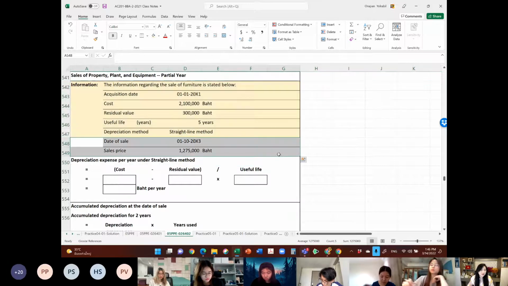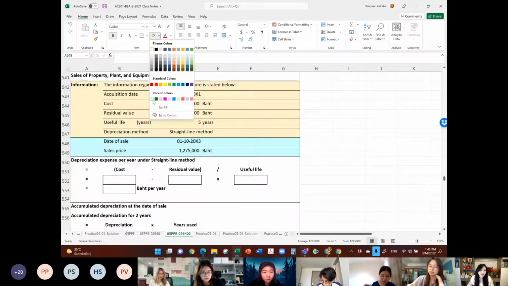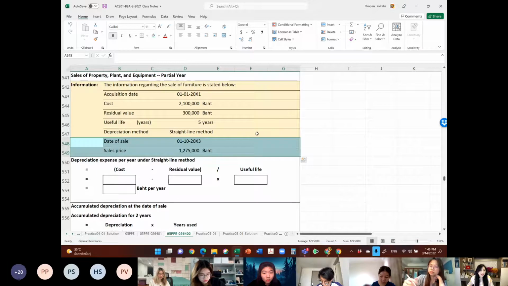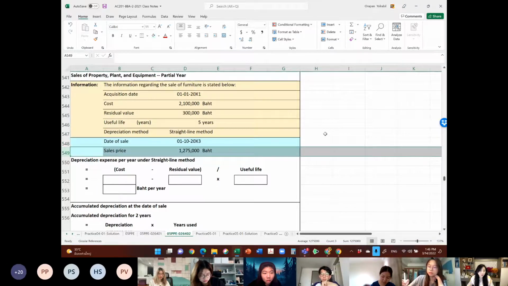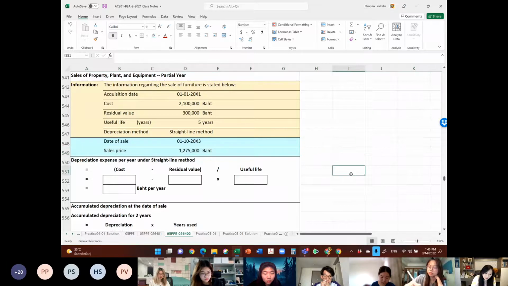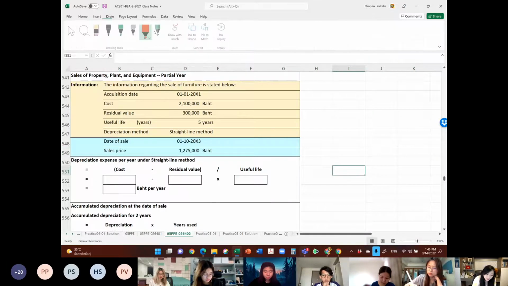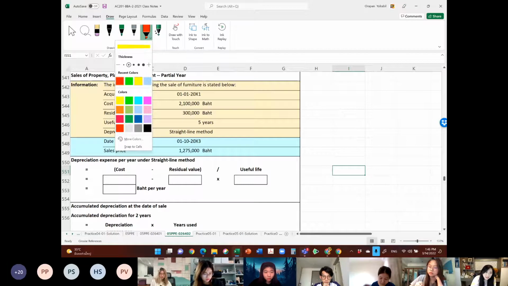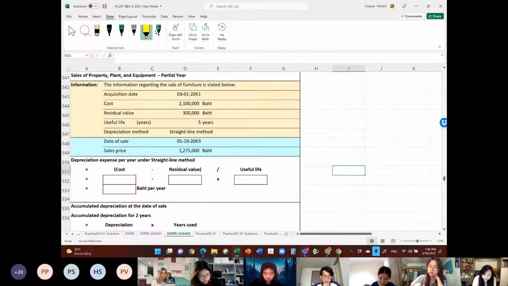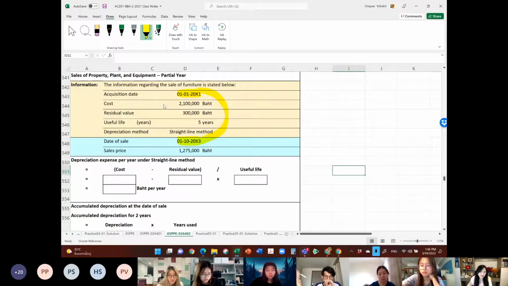And then what happened is the company has been using the asset for a while, and then later on sold off the asset for 1,275,000. So what I want you to do is determine how many years and how many months the company has been using the asset for, counting from Jan the 1st of year 1 up until October the 1st of year 3.